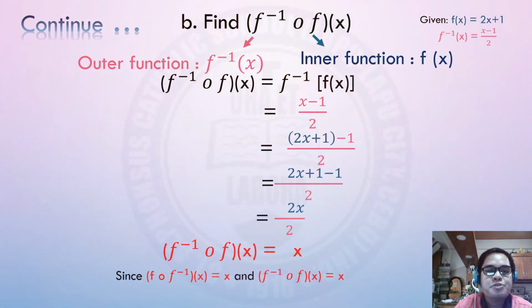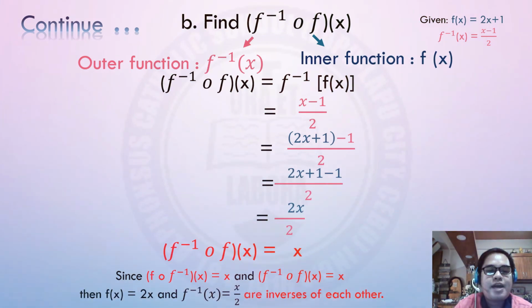Since f circle f inverse of x is equal to x and f inverse circle f of x is equal to x, then f of x is equal to 2x plus 1 and f inverse of x is equal to x minus 1 over 2 are inverses of each other.